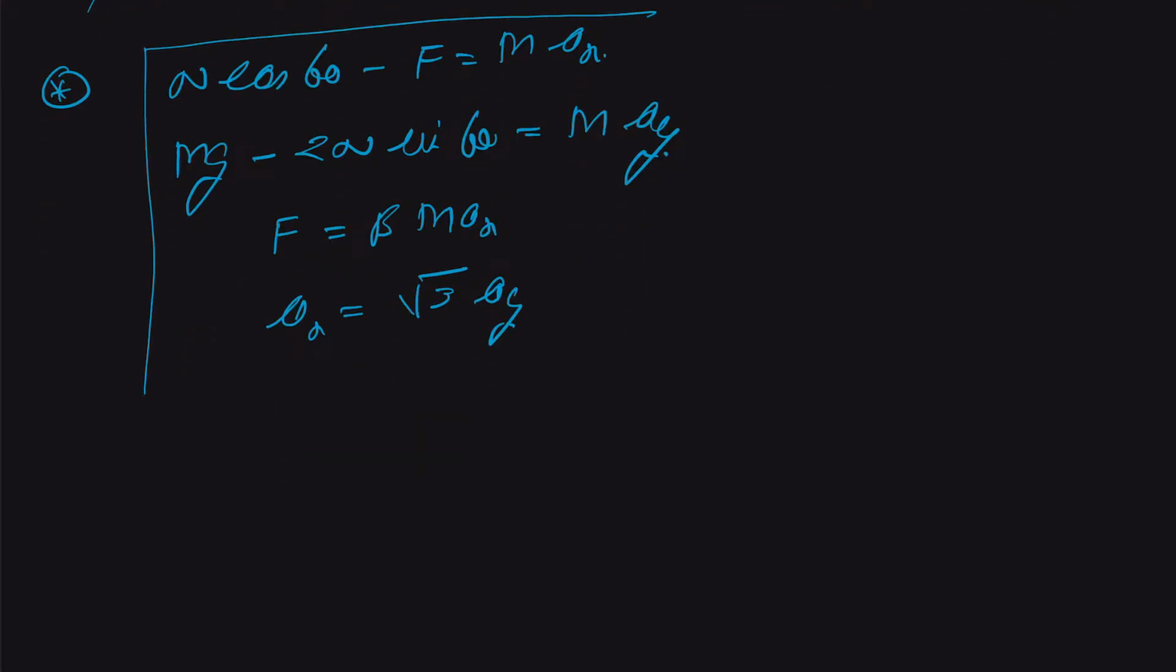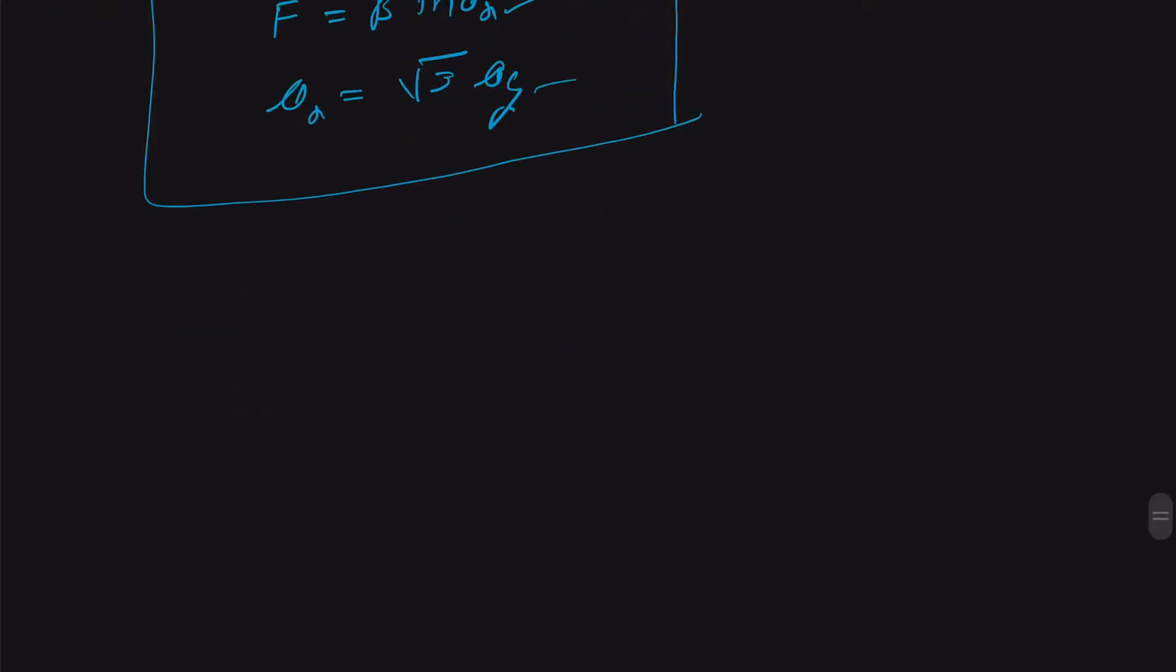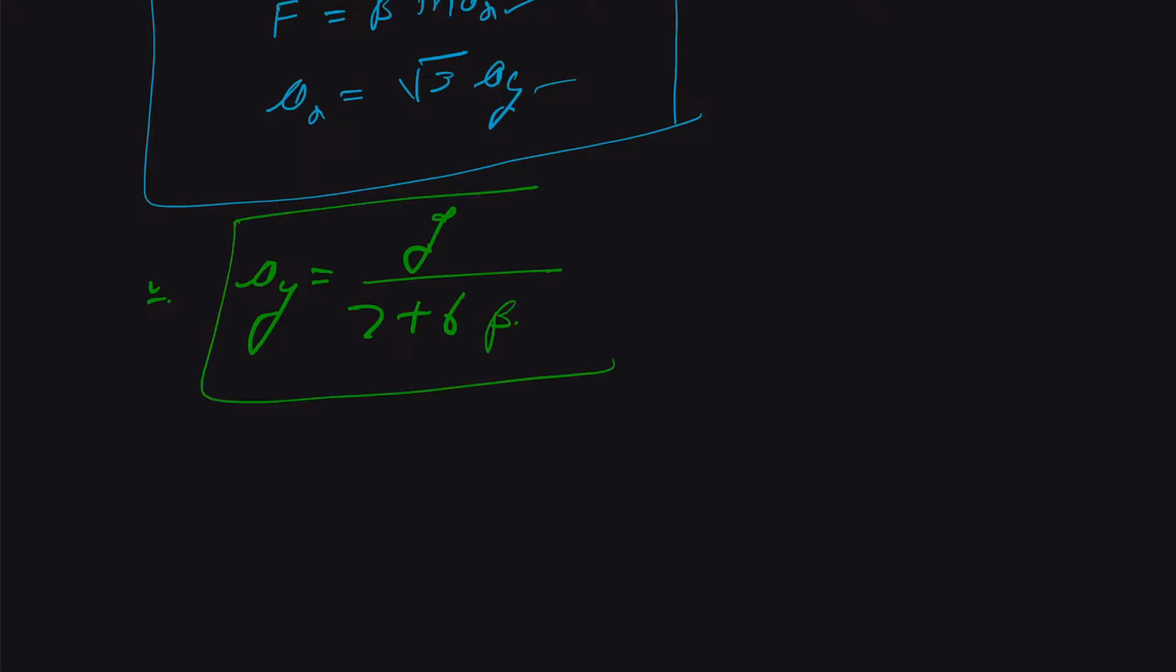And we need to solve all these simultaneous equations to get our answer, because we have 4 equations and we have 4 unknowns. The unknowns are the normal, the force, and the 2 accelerations. 4 unknowns, 4 equations, and so that's the only solution part. I'm going to skip it and provide the final answer. So we get the acceleration a of y, that is the downward acceleration of the top cylinder, will be equal to g over 7 plus 6 times beta. So this is the downward acceleration of our top cylinder.